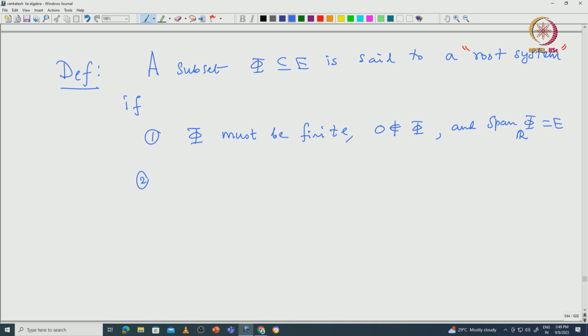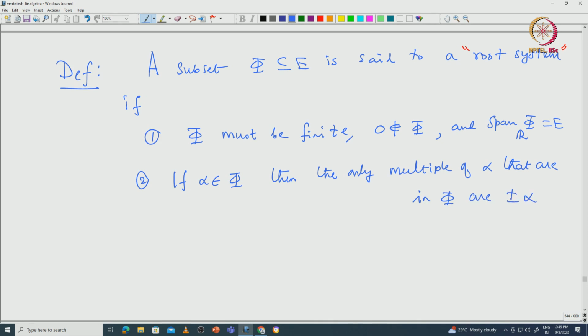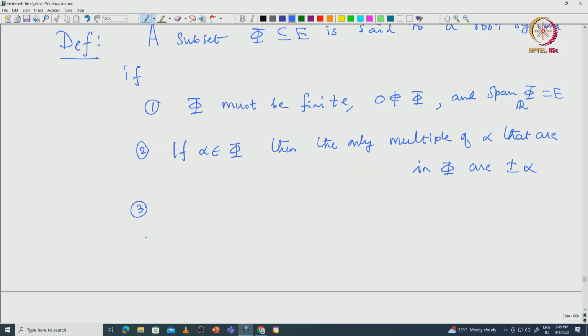The second condition: if alpha is in phi, then the only multiples of alpha that are in phi are plus or minus alpha. This just says that if alpha is in phi and C alpha is in phi, then C must be plus or minus 1.